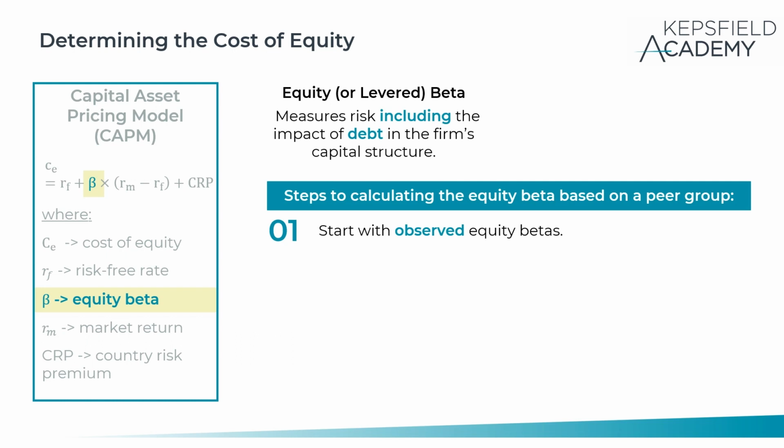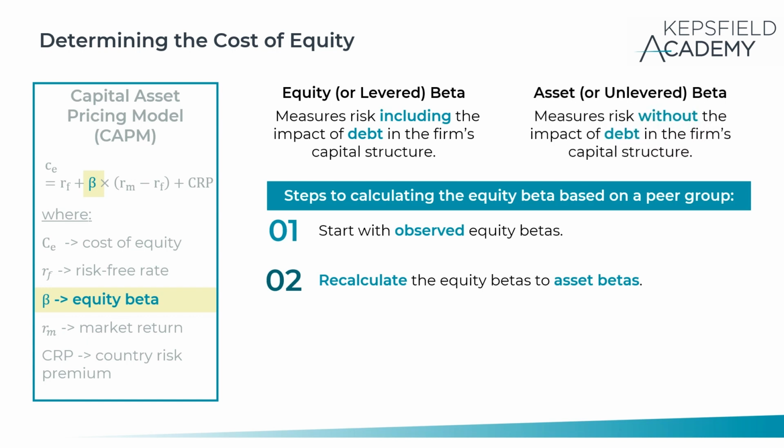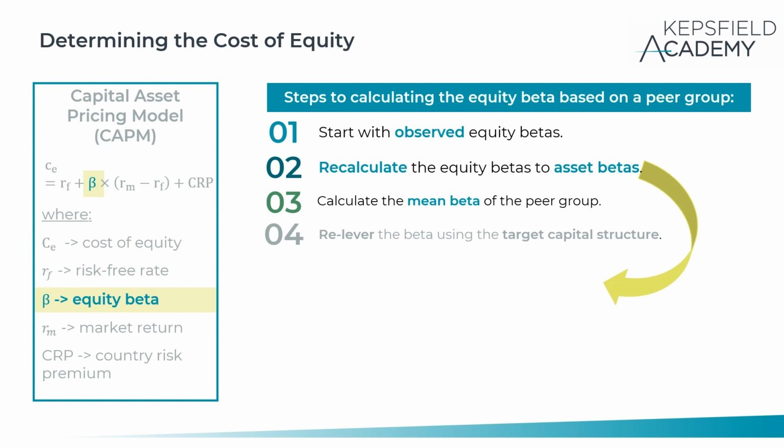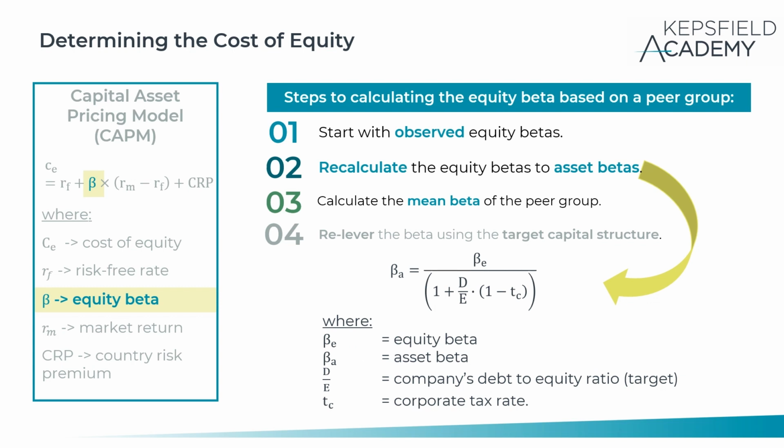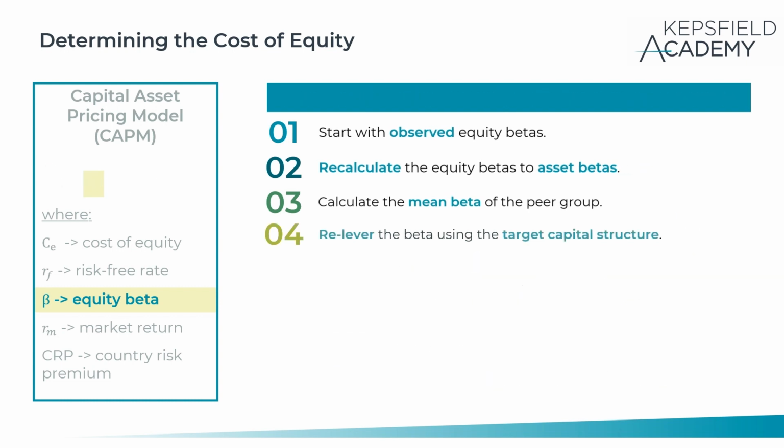Before we can use the betas of comparable companies, we must make sure we are comparing apples to apples. Because equity betas are impacted by differences in debt levels, we must recalculate the equity beta back to the asset beta. Use the following formula to unlever the betas. Unlevered beta is the levered beta divided by 1 plus debt divided by equity multiplied by 1 minus the effective tax rate.